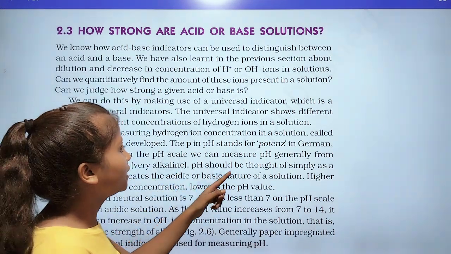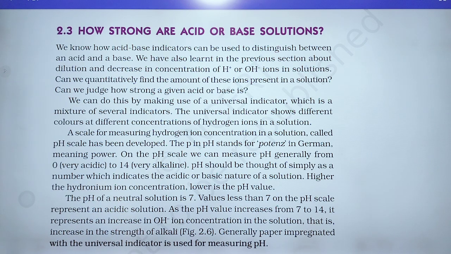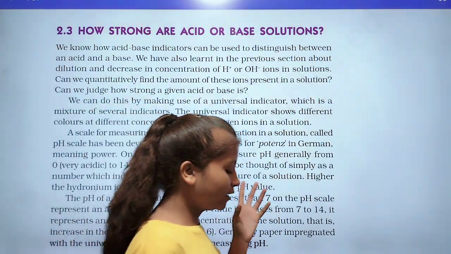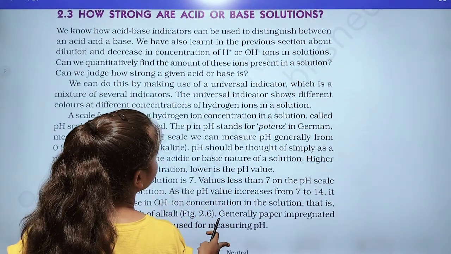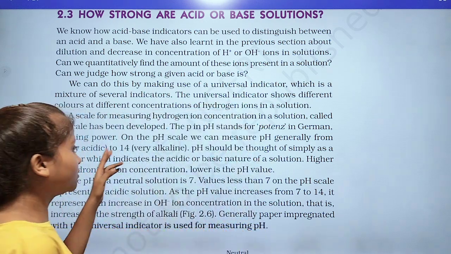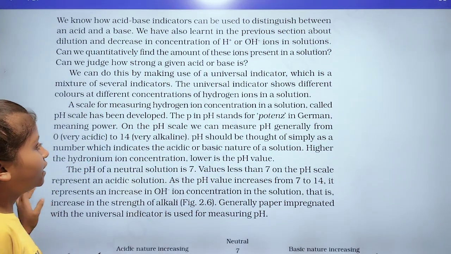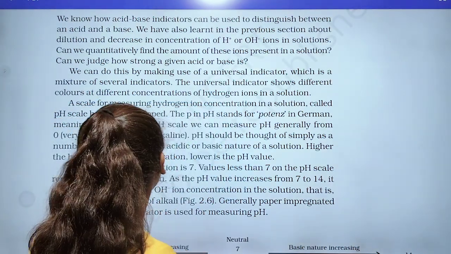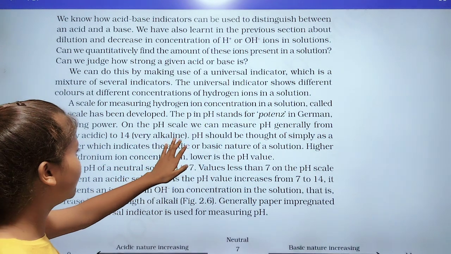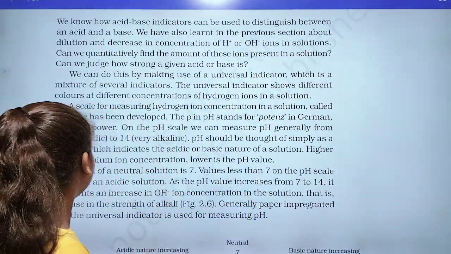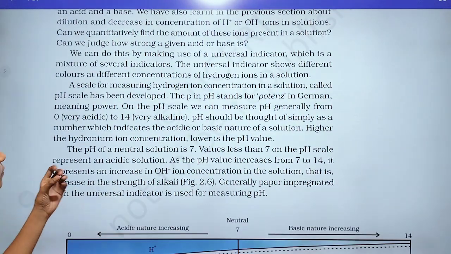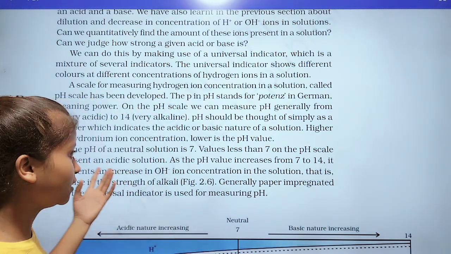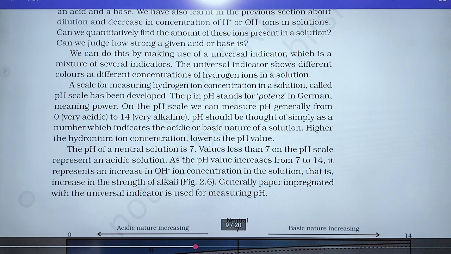A scale for measuring hydrogen ion concentration in a solution, called the pH scale, has been developed. The p in pH stands for potenz in German, meaning power. On the pH scale, we can measure pH generally from 0, very acidic, to 14, very alkaline. pH should be thought of simply as a number which indicates the acidic or basic nature of a solution. The higher the hydrogen ion concentration, the lower is the pH value.